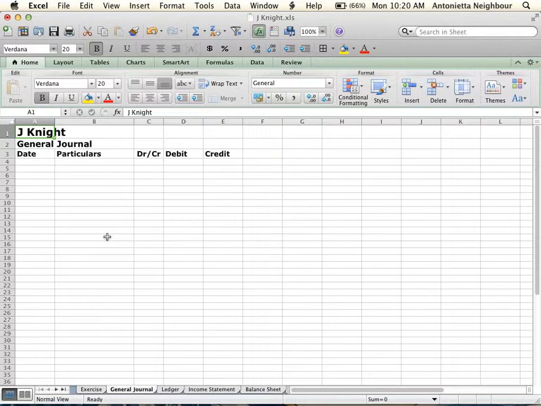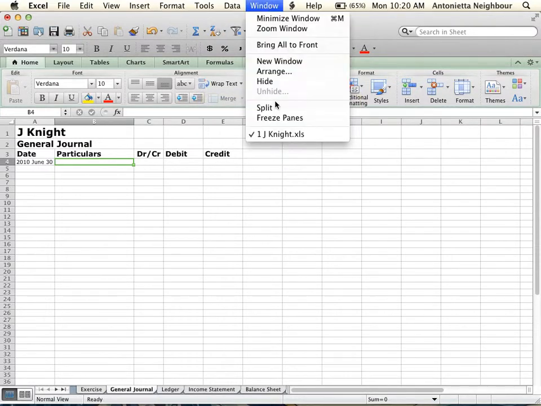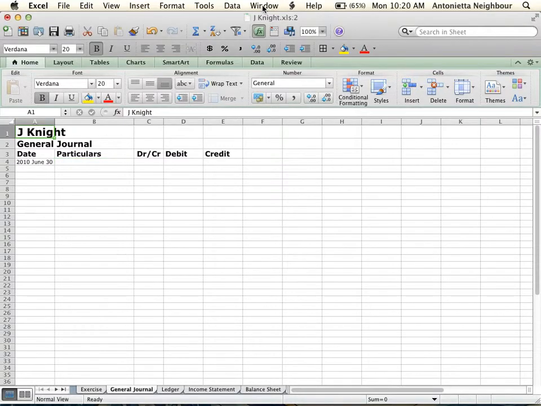Now there are only a couple of general journal entries that you need to be able to do, and they start with, first of all, processing the balance day adjustments. And in this particular example, we've got 4 of them. So let's put in the date, 2010, June 30. I'm going to split my screen so that I can see my general journal and exercise at the same time.